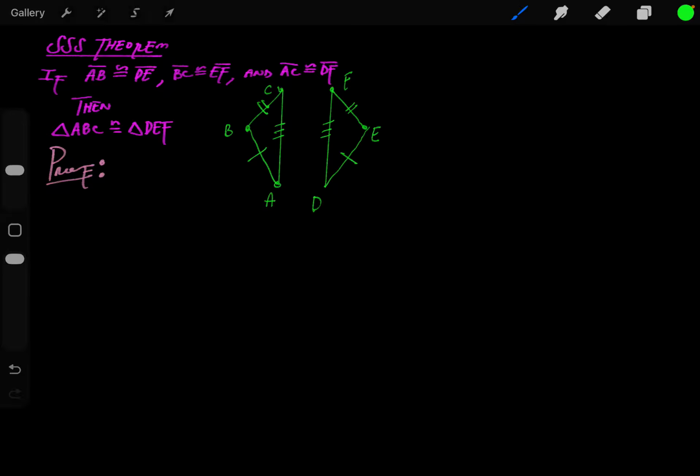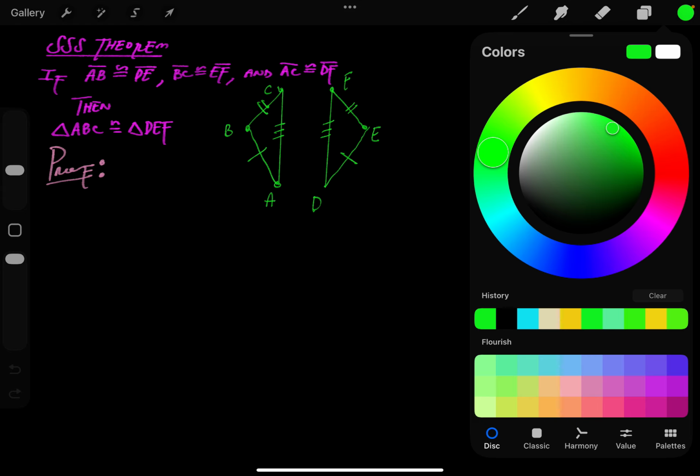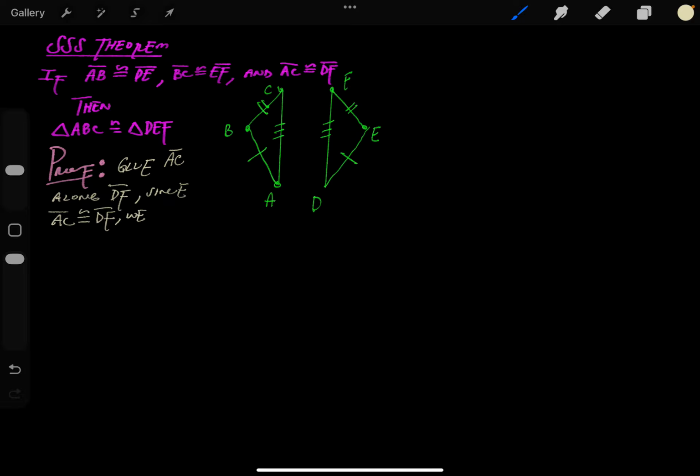Now, what we start with in this one is to say that we glue AC along DF. And since they're congruent, we can do this. Since AC is congruent to DF, we can do this.